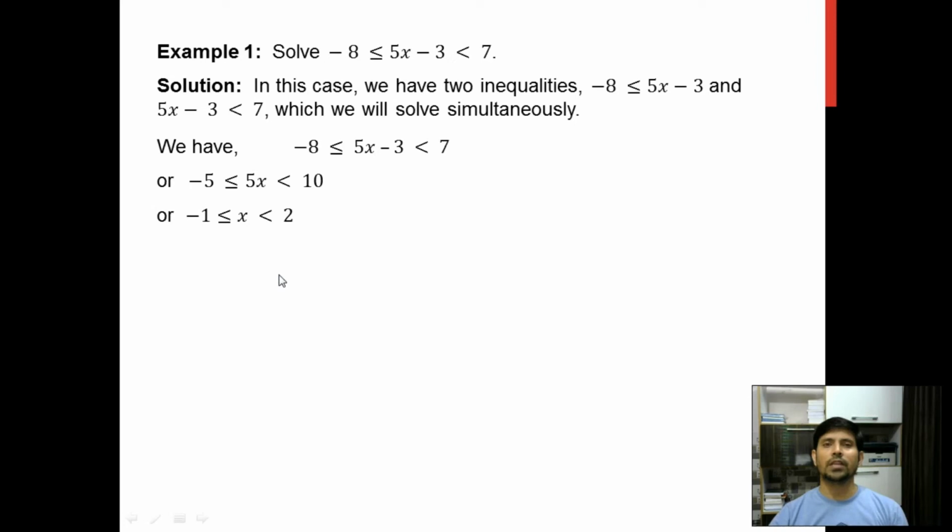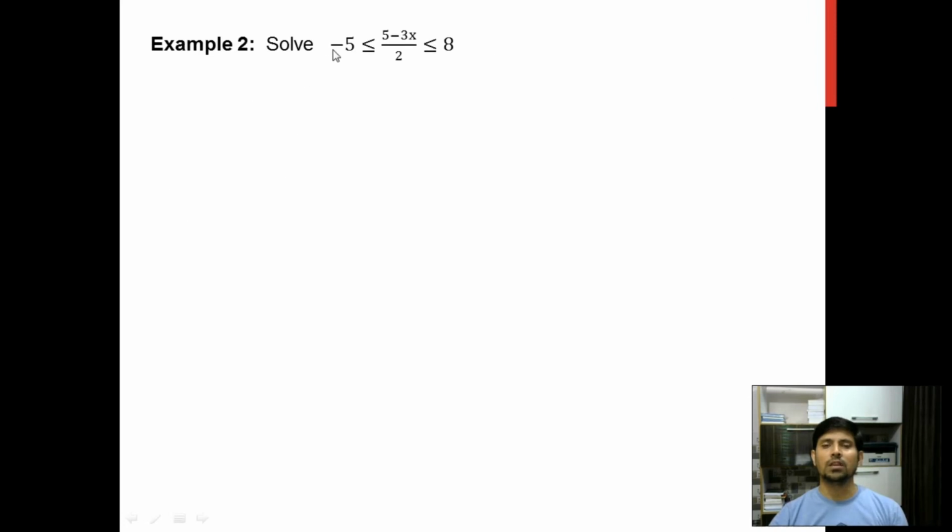Similarly we will do the second example, example number 2. You can see here we have to solve this inequality. Again here we have two inequalities and simultaneously we have to solve these two inequalities. So first of all we have to remove 2 here. We write the inequality which is given, and now 2 is divided here. Then we will multiply each term by 2 and this becomes minus 10 is less than or equal to 5 minus 3x is less than or equal to 16.